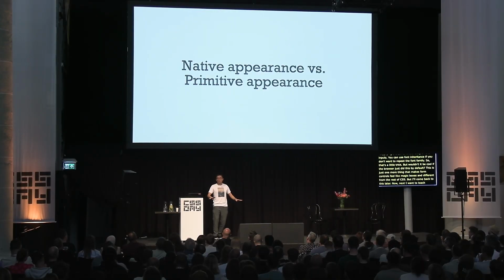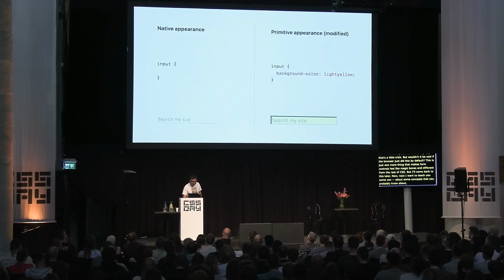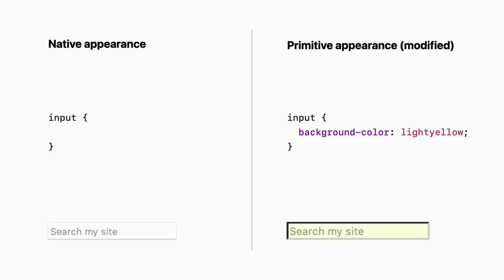Now, next I want to teach you about some concepts that you probably know about, but you can't really put a name on. So as you probably know, you can get non-native text inputs, and in fact, you see them everywhere on the web, and thank God you can do this. You can apply a background color, and it will work on text inputs.